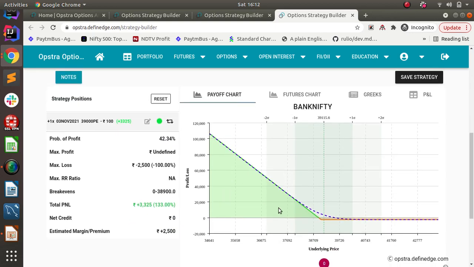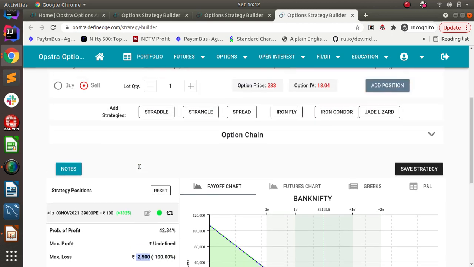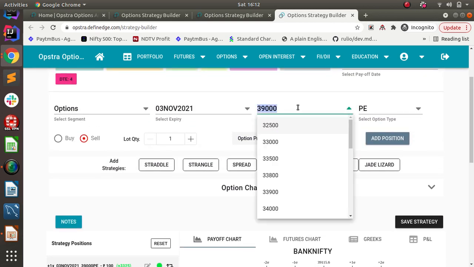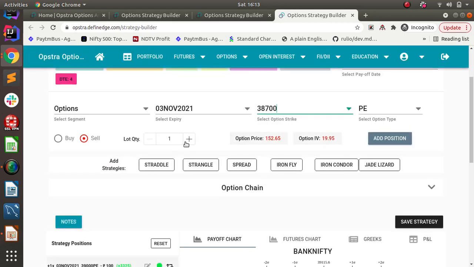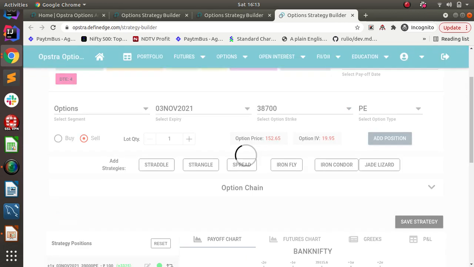For example, your view is that Bank Nifty may fall more, but you don't want to risk this 2,500, since you are an option buyer. If Bank Nifty doesn't fall below 39,000 by the end of expiry, you may end up with a loss of 2,500. This is a known thing. But instead, you are going to sell the 38,700 put. One lot put I'm going to sell at 152 price.